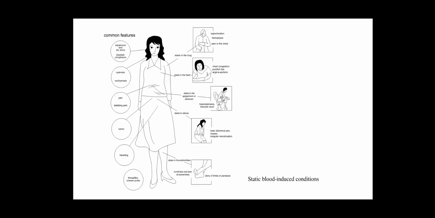Stasis in the heart will have chest congestion, purple lips, and angina pectoris. Stasis in the epigastrium or abdomen will have hematemesis or blackish stool. Stasis in the uterus will have lower abdominal pain, masses, and irregular menstruation. Stasis in the extremities will have numbness and pain of extremities or atony of limbs or paralysis.